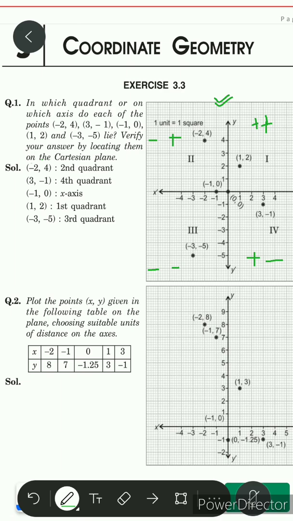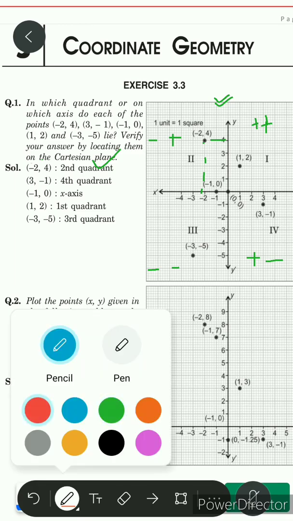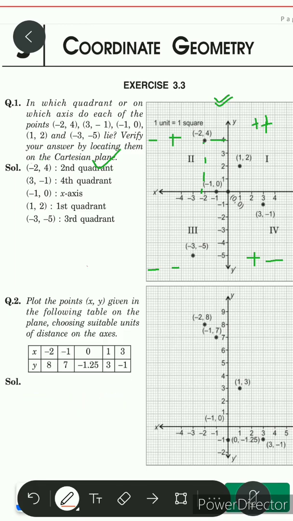Minus 2 comma 4. It lies in the second quadrant. You can locate the point here. Minus 2 and 4. Three comma negative 1. So first is positive, second is negative. It clearly lies in the fourth quadrant. So x is 3, y is negative 1.